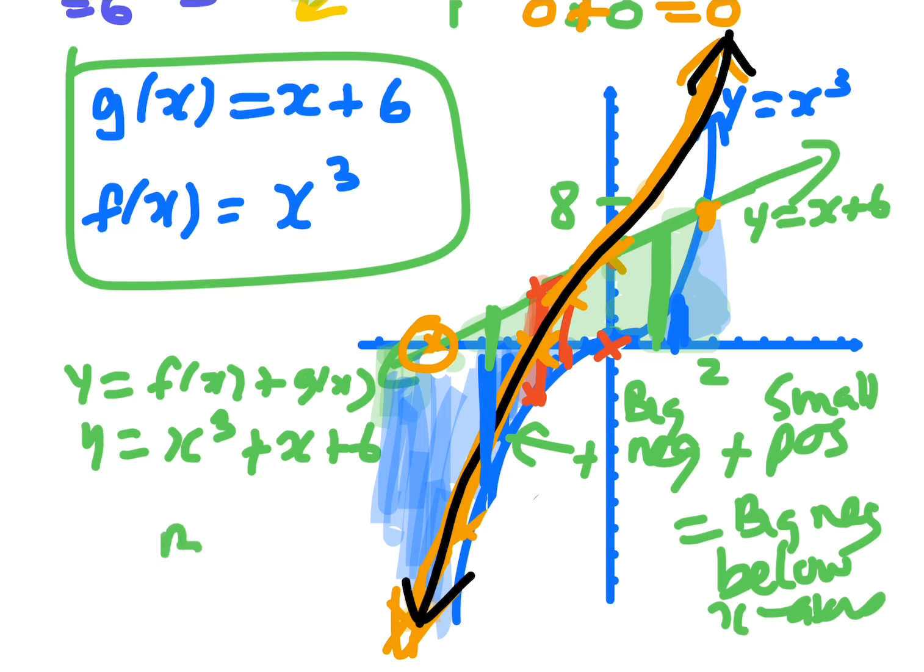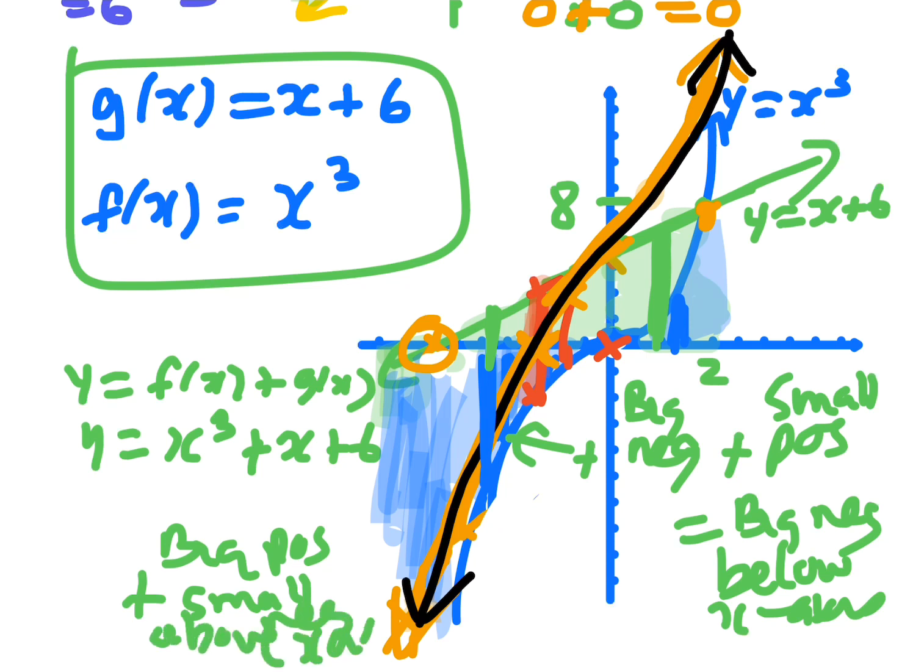But if it's the other way around, if it's a big positive plus a small negative, then it ends up being above the axis, the x-axis, in drawing it.